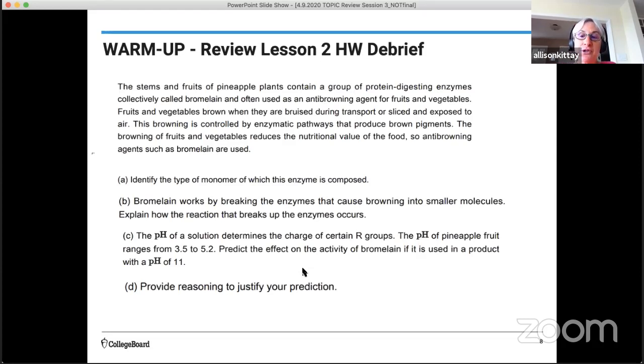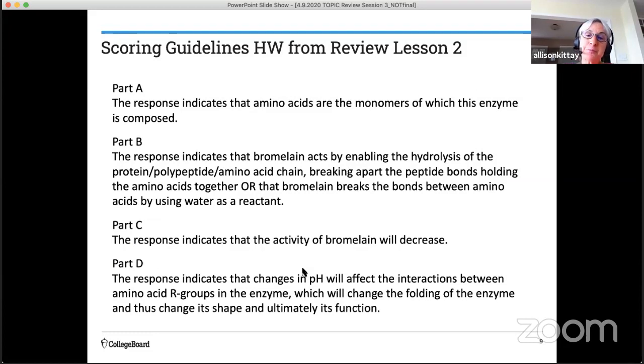Okay, so if you're just joining us, hopefully you are able to answer these questions as we go. So let's take a look at the scoring guidelines. The first part, remember I told you that you have to know that enzymes are proteins. So what makes up proteins? What are the monomers of proteins? And of course, they are amino acids. So your response needs to indicate that amino acids are the monomers of the enzyme.